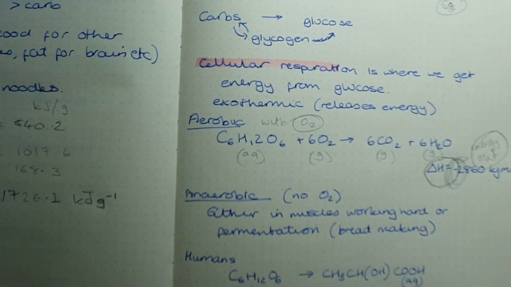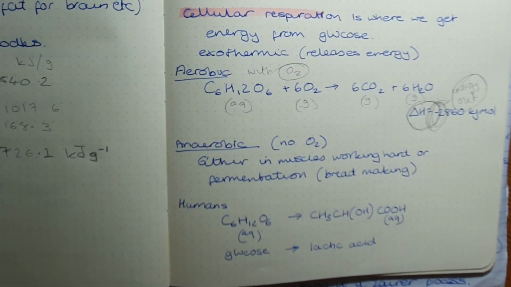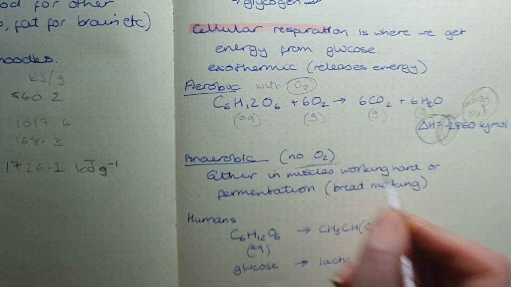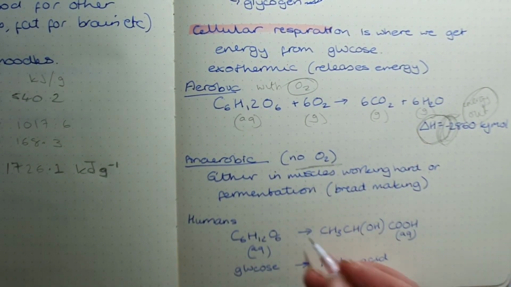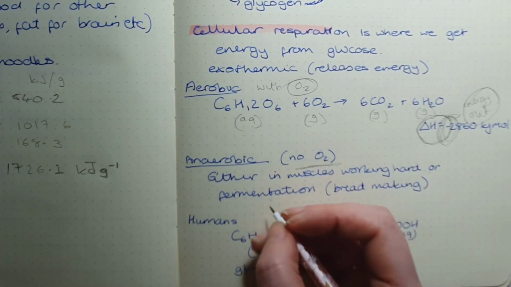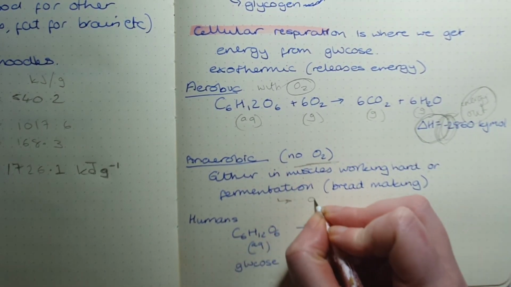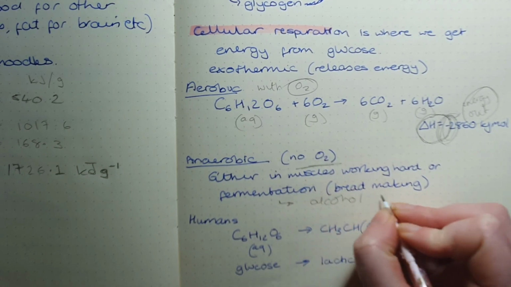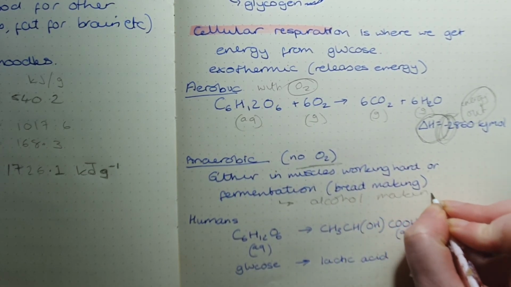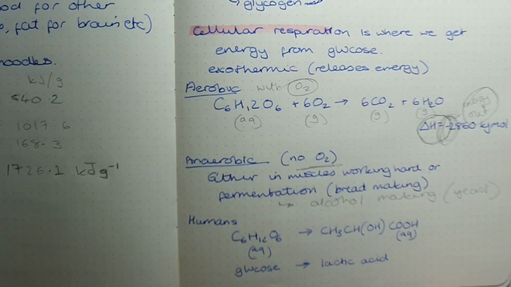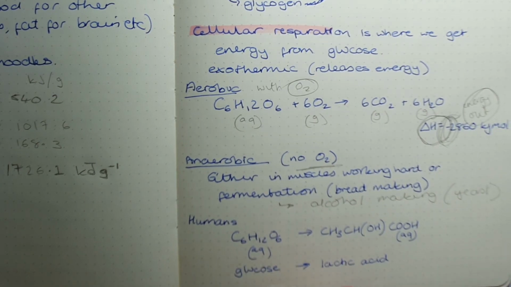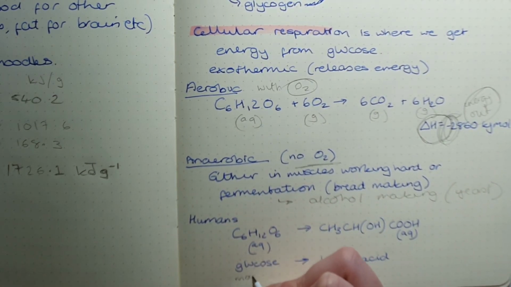Then anaerobic respiration. So this is when we don't have any oxygen. So it's either happening in our muscles when we're working hard, or fermentation, which is either bread making or alcohol making. Both of which use yeast, generally. There's probably ones that don't, but keep it simple. So we take our glucose, C6H12O6, or potentially maltose or whatever. They're all kind of the same.